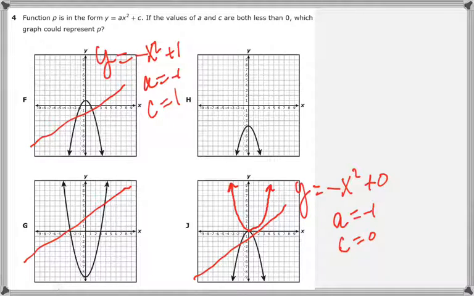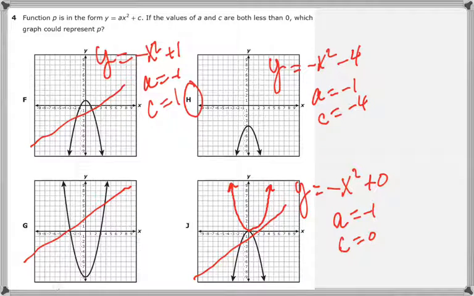So we're left with one choice, so let's take a look at the one remaining answer. The vertex of this one is (0, negative 4), and this has been a vertical translation down 4 units. Also it's reflected downwards, so that means our a is negative, and our c is negative, so this is the proper answer choice. Its equation is going to look like y equals negative x squared minus 4, its a value is negative 1, and its c value is negative 4. So this answer choice H is going to be your proper answer for this one.